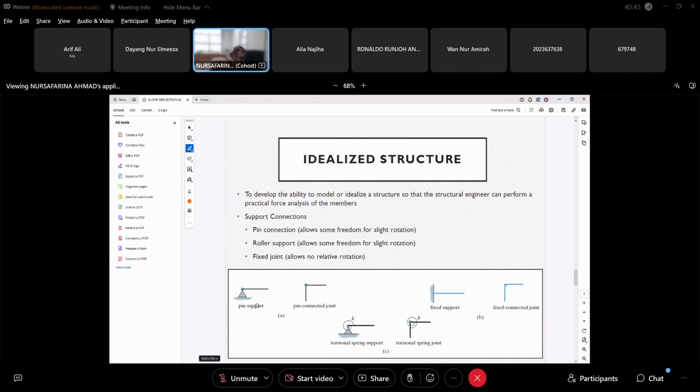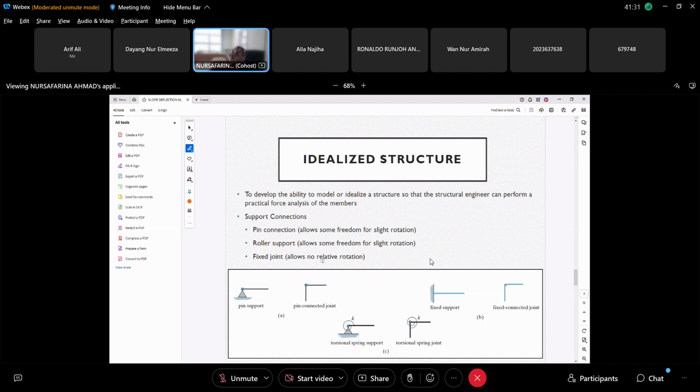Point support, and then a pin connected joint. A frame has pin connected joints. Even a truss has pin connections there. Torsional spring support, because they have a K spring element. Torsional spring joint, you have a K. When we talk about spring, there is the K, which means spring stiffness. Fixed support, fixed connected joint. You will see it looks something like this.